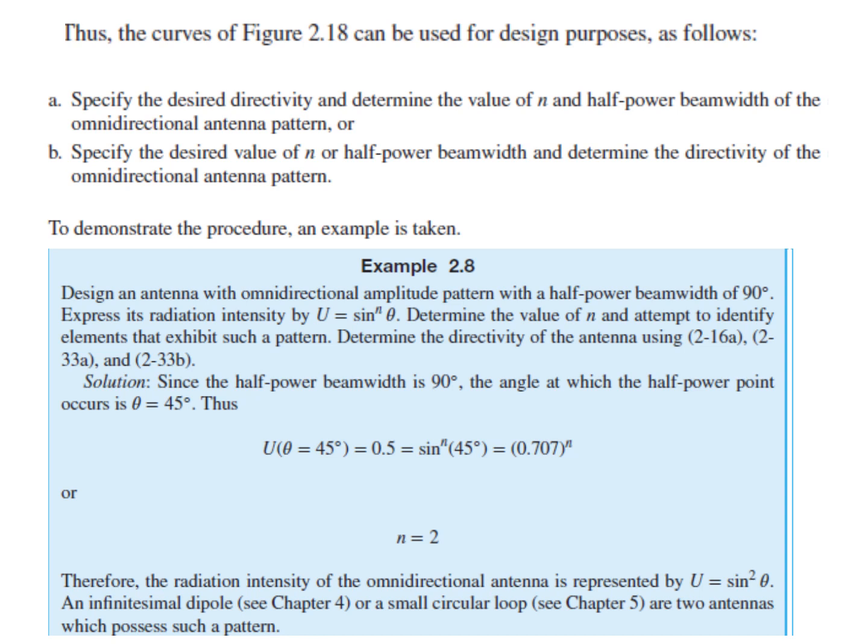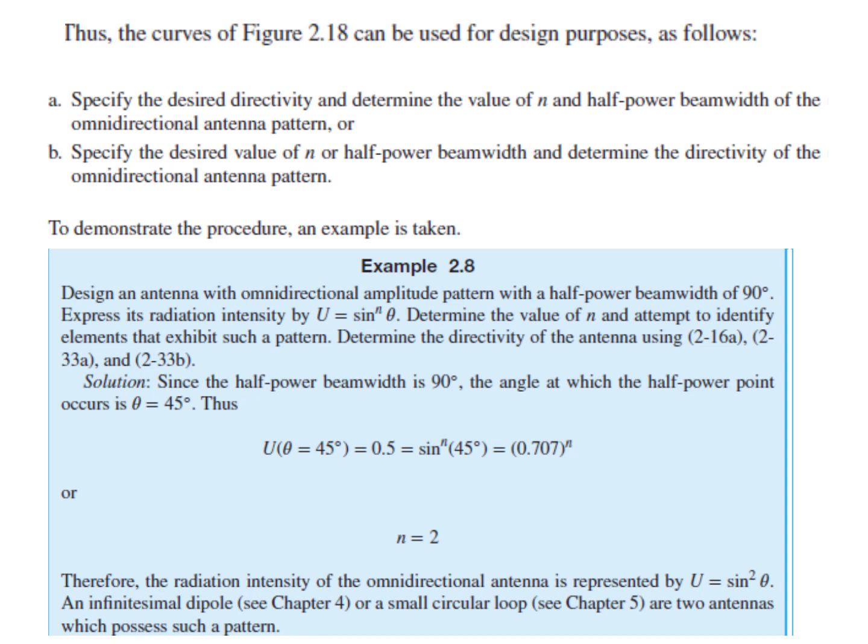Now, the only data that is available is that this is an omnidirectional antenna with a half power beamwidth of 90 degrees. Coming to the solution, since the half power beamwidth is 90 degrees, the angle at which the half power point occurs is theta h equal to 45 degrees.